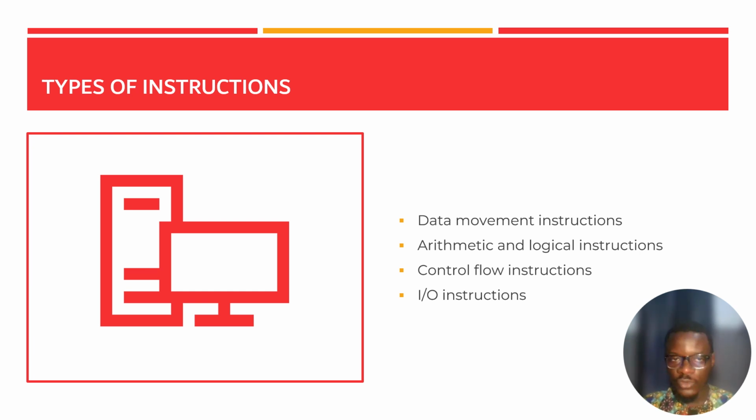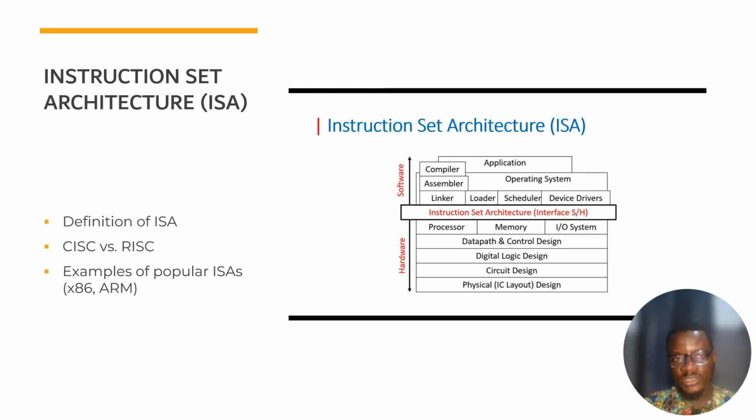Then we have control flow instructions. They alter the sequence of instruction execution. So this control flow instruction alters the sequence of how the instructions are actually executed, either jumps or branches. Then we have the IO instructions, which are input or output instructions. They handle both input and output.